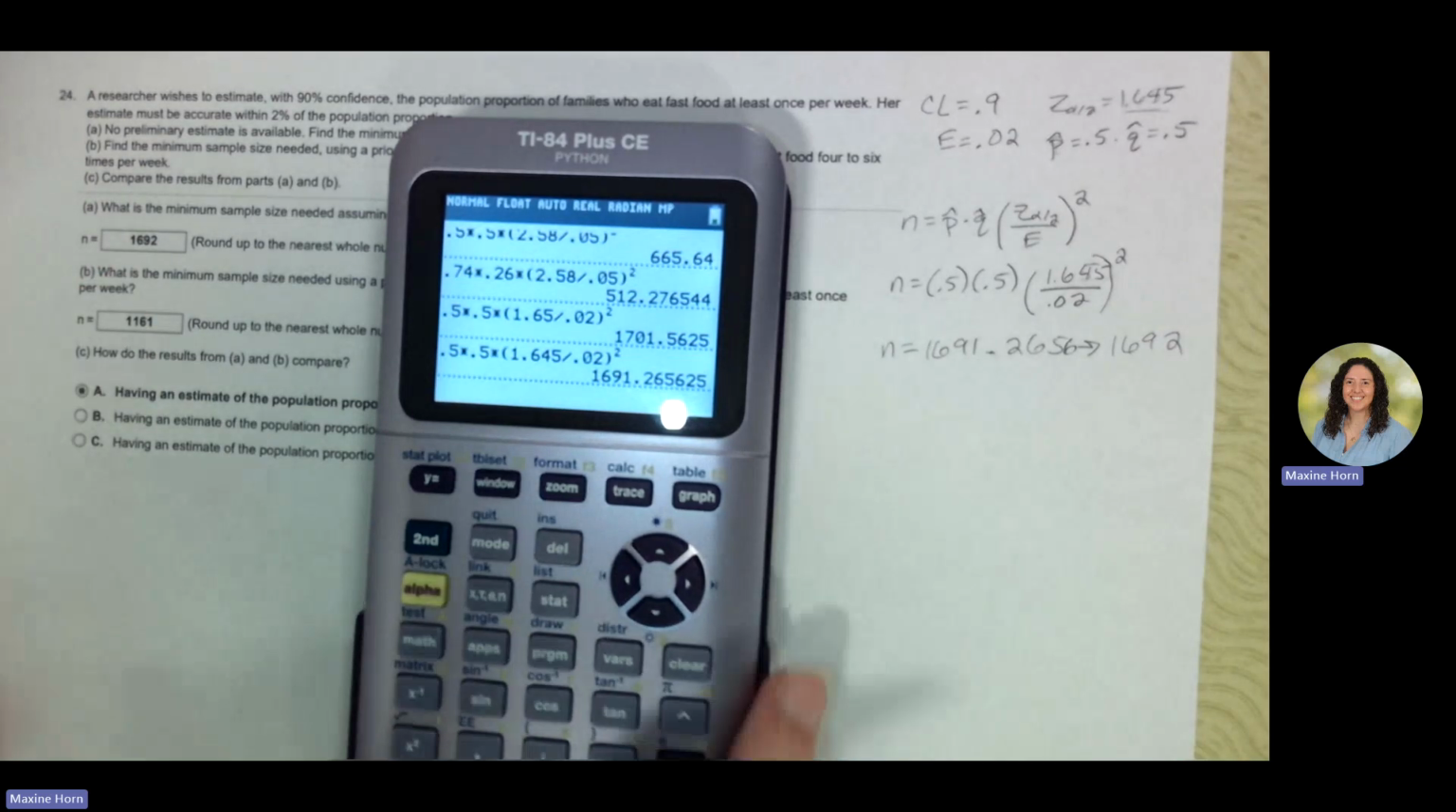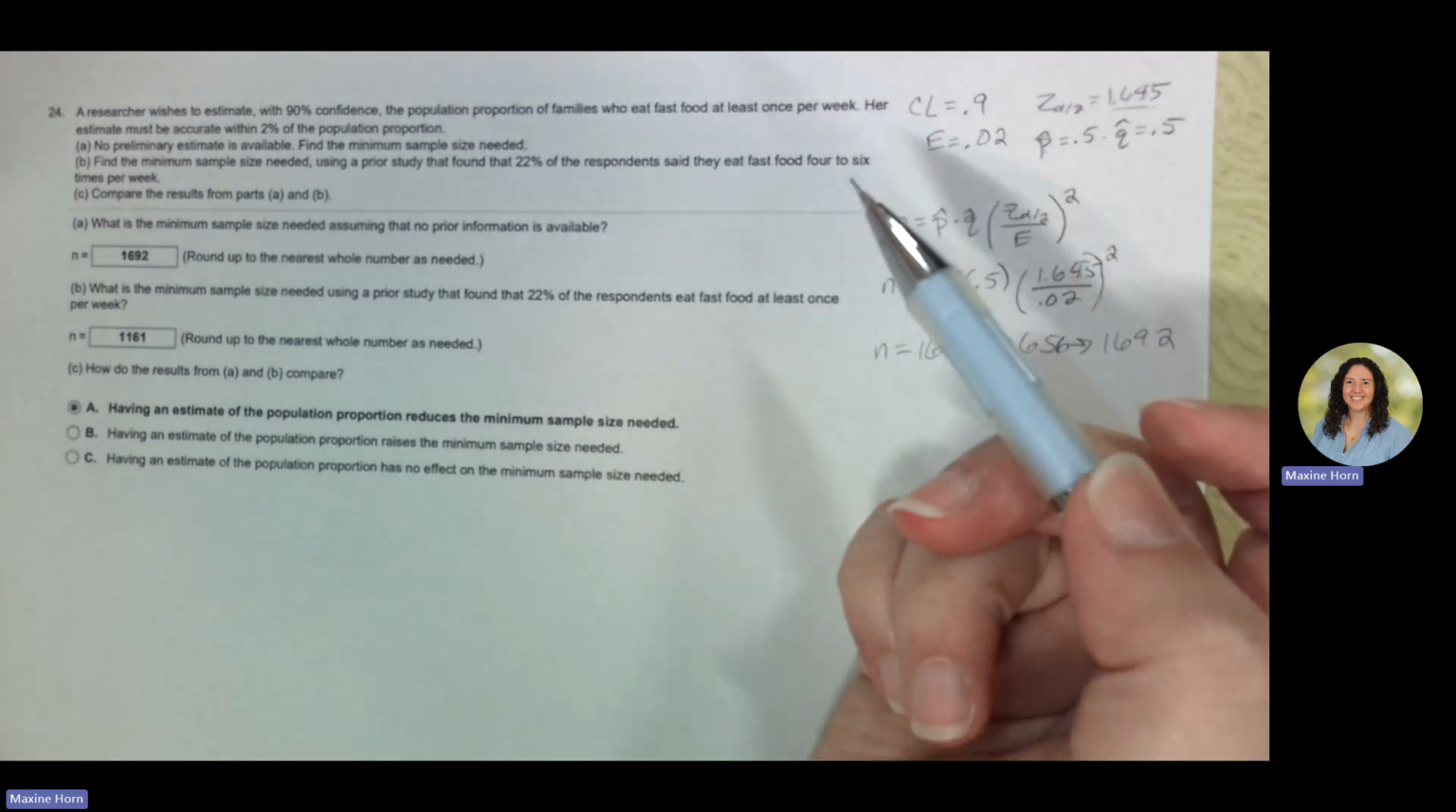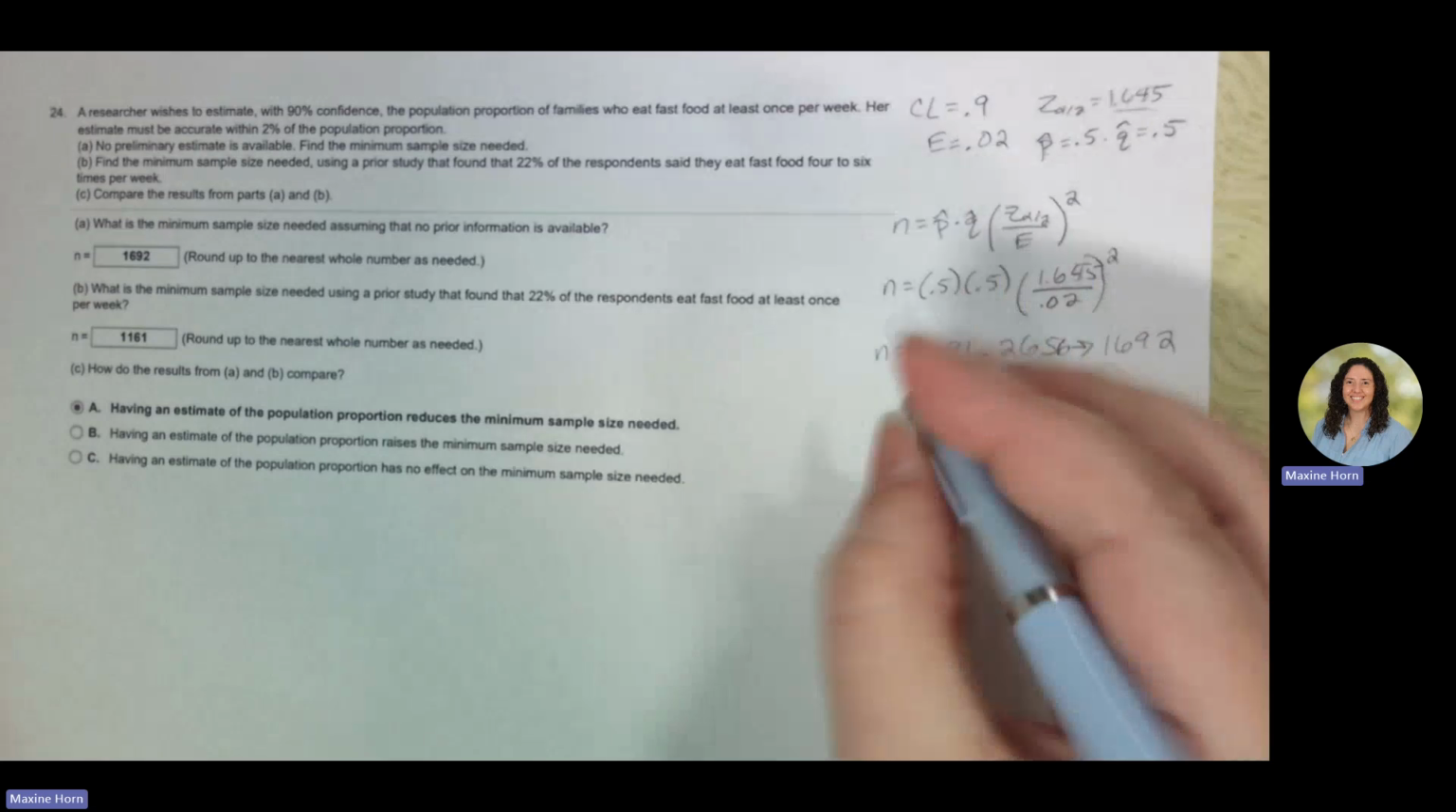Okay, but then, like with the last problem, now we have a prior study. We uncovered a prior study, and that prior study found that 22% of those respondents said that they ate it 4 to 6 times per week. We're looking for at least once per week, so that works, so we're going to use that because 4 to 6 is at least once.